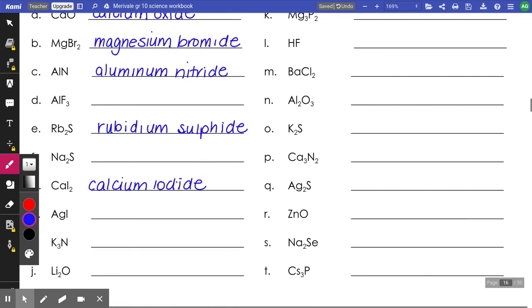And the last one we'll do is Na2Se. Okay, this one's a little bit weird. It's sodium selenide. Okay, and that's selenium.